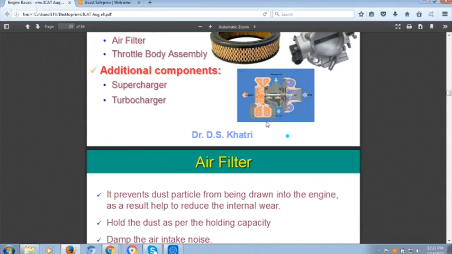There are three categories of filter. One is the air filter, fuel filter, and oil filter. In all these filtration systems, the filtration efficiency increases when the filter is becoming older and dusty, because the pore size, suppose it is 20 micron, will reduce to maybe 10 micron. So it will increase the filtration efficiency.